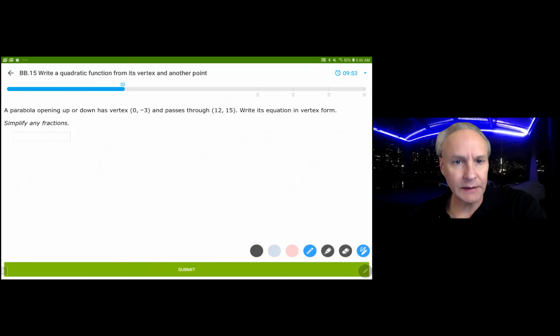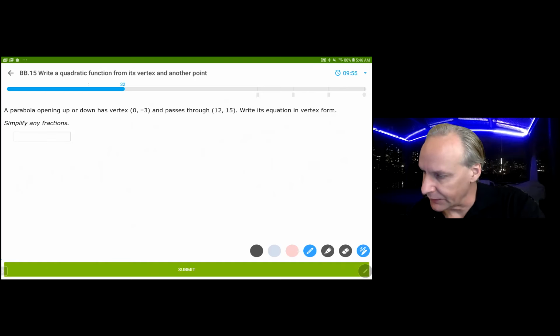So we'll try it one more time. Now, this one looks a little more complicated. We've got 15 plus 3. What's wrong with me? 15 plus 3. I'm subtracting a negative 3. That's plus 3 is equal to 12 minus 0 squared times a.